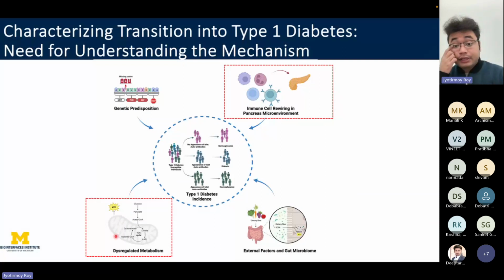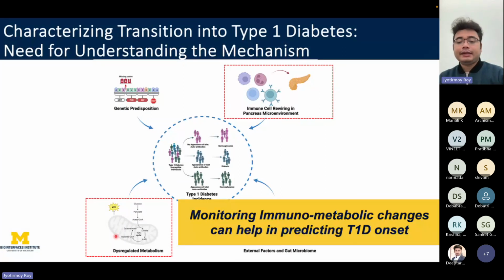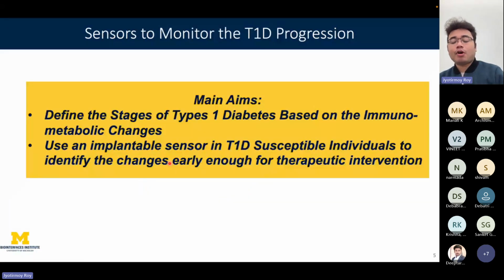So monitoring the immunometabolic changes can help in predicting the T1D onset. That was the thought process. And to achieve this, there are two main aims of my work currently. Firstly, to define the stages of type 1 diabetes on the basis of the immunometabolic changes. For example, type 1 diabetes has various stages: stage 1, stage 2A, stage 2B, stage 3.